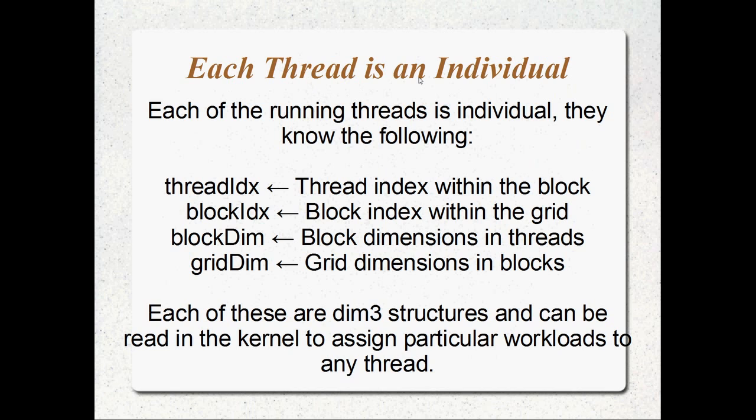Alrighty, each of the running threads is an individual, and they know the following. Thread index, or threadIdx. These are all dim3 types, and we use these inside the kernel. We'll see in just a minute, and at the end in the example. threadIdx is the thread index within the block. blockIdx is the block index within the grid. blockDim is the block's dimensions in threads, and gridDim is the grid's dimensions in blocks.